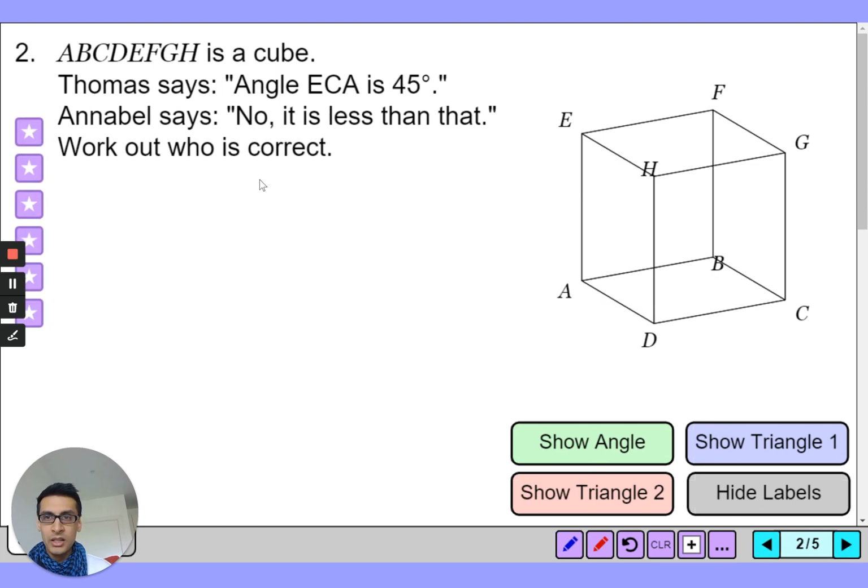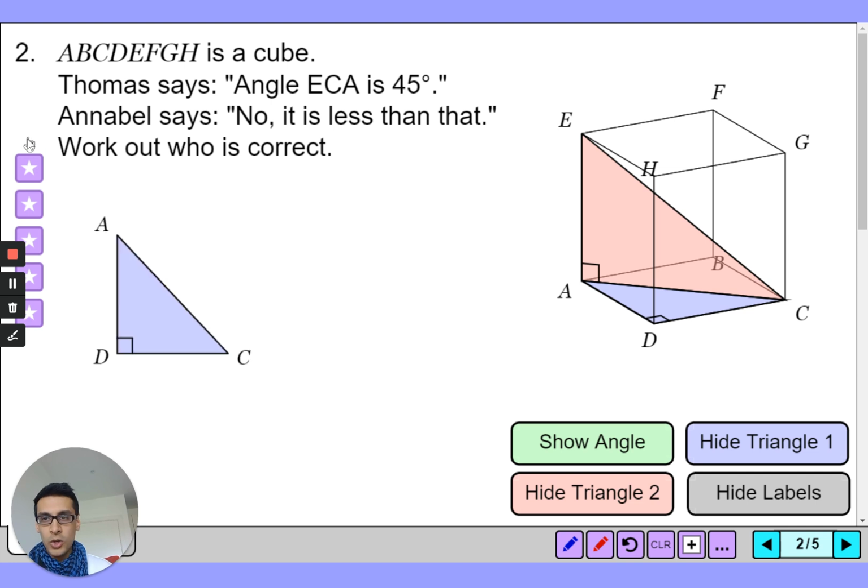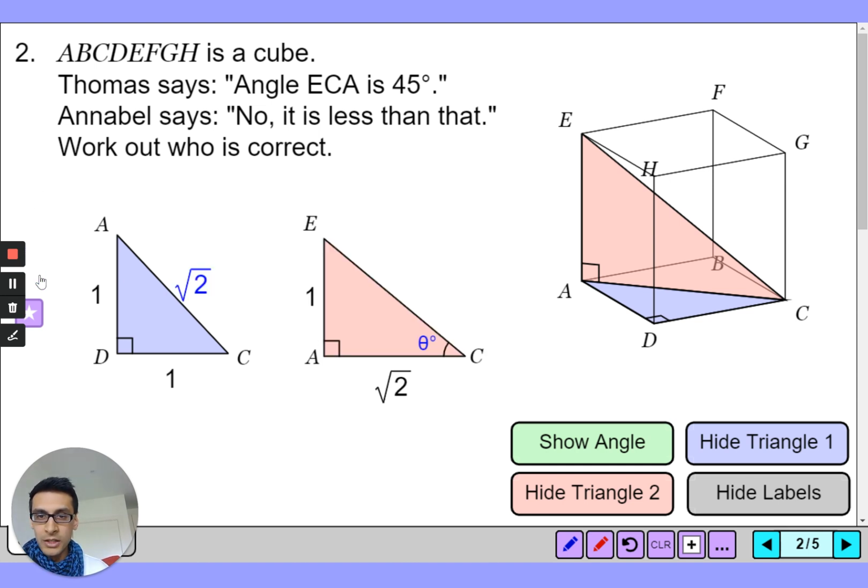Second example here, ABCDEFGH is a cube. Thomas says ECA is 45. Annabelle says no, it's less. So you can see there's your two triangles, ECA. You draw out your two triangles. You start with a base triangle, depending on the question. So then you can see AC is root 2. That's your base for your new triangle.